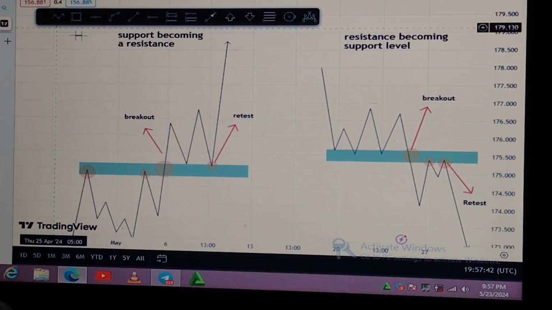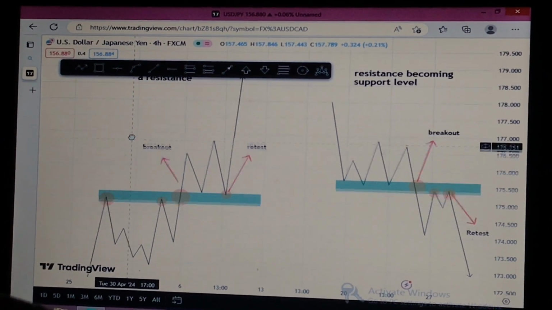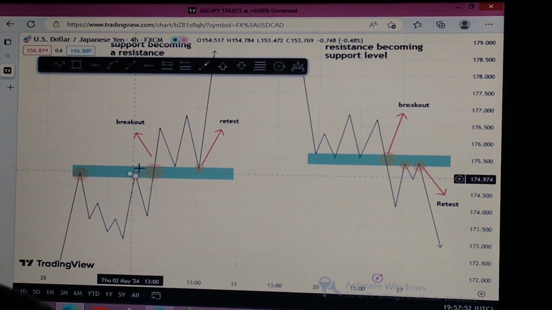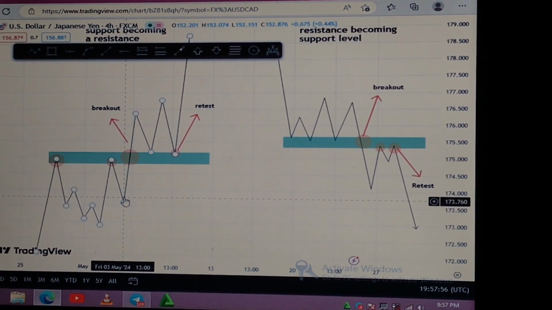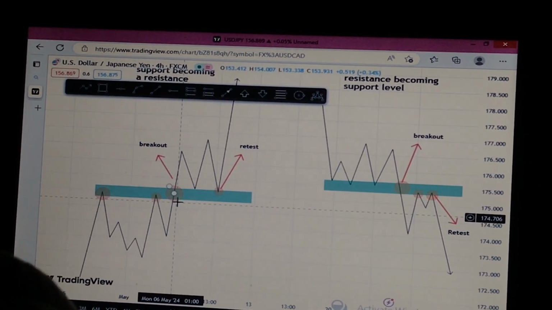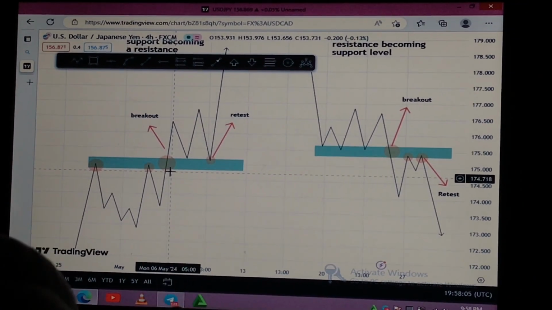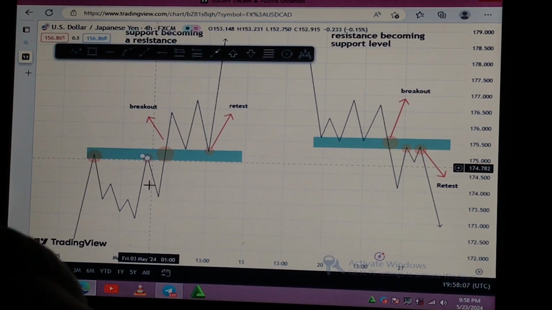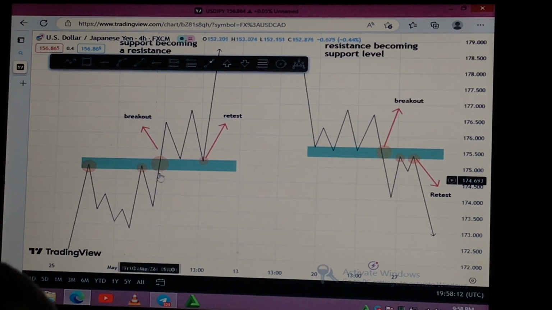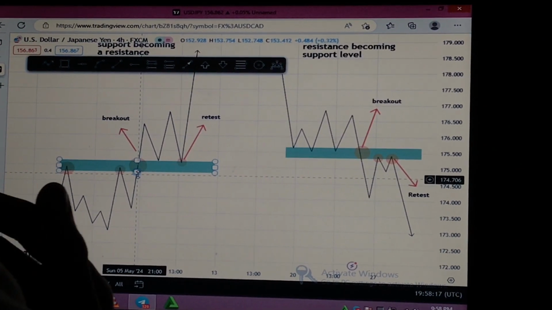As you can see, first example, support becoming a resistance, right? The market pushed up and rejected at this level, came back down, rejected again, came back. Okay, cool. What we usually see is that if the market comes back to this level, you take your entries and sell. But what happened this time? That's why it's very important to wait for your confirmation, like a double top or something.